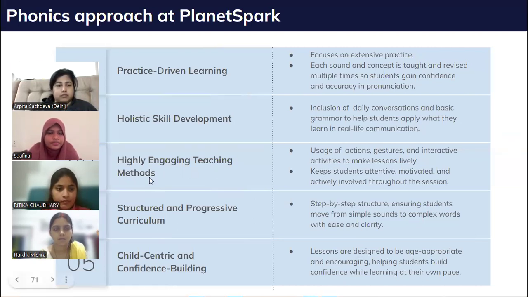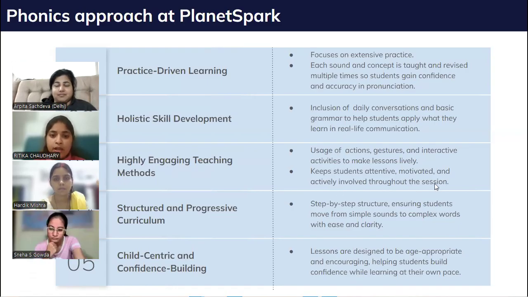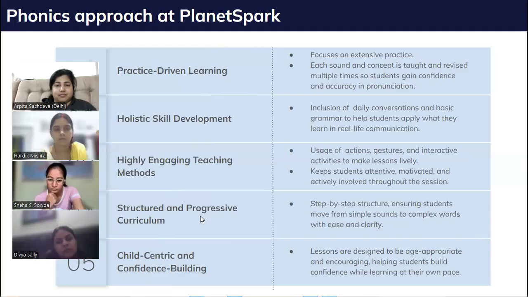Highly engaging teaching methods. Very important, especially if you are dealing with the junior category, very young learners. So we have very highly engaging teaching methods like, Ritika, I want you to read this. Usage of actions, gestures, and interactive activities to make lessons lively. Keep students attentive, motivated, and actively involved throughout the session. So it is very important that our PPTs are designed in such a way that they are very engaging for our little learners here.